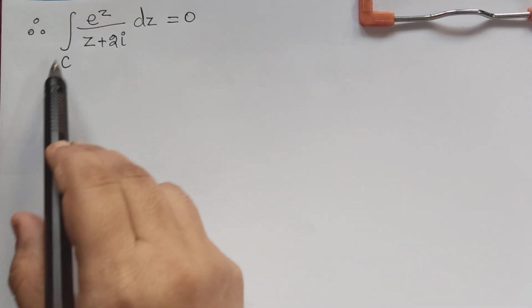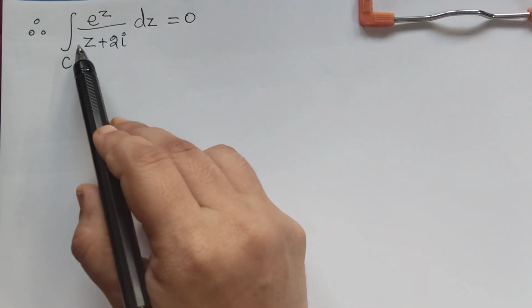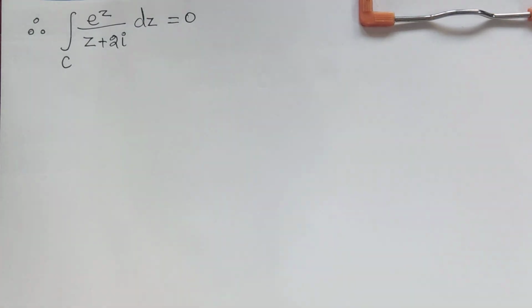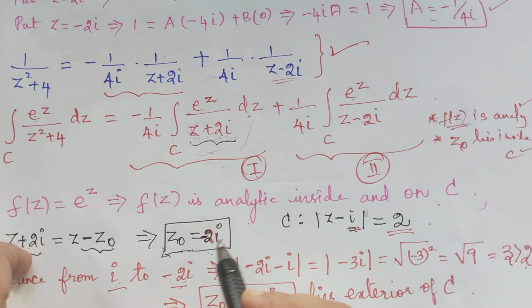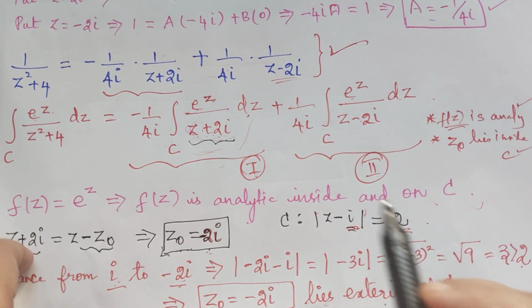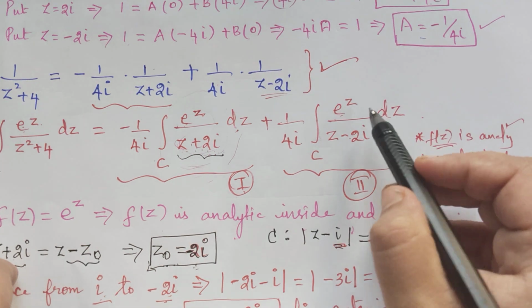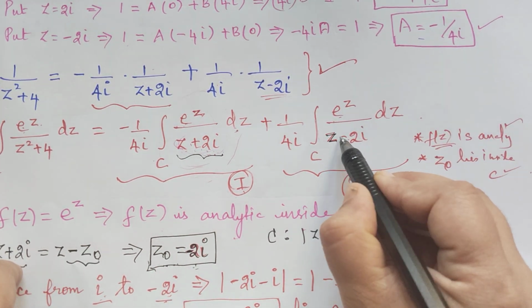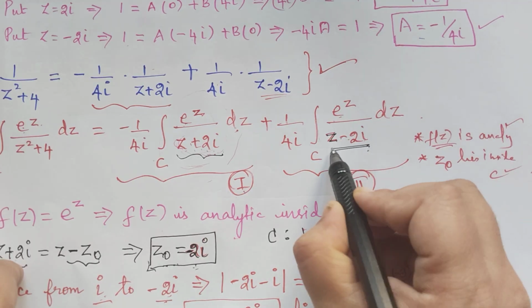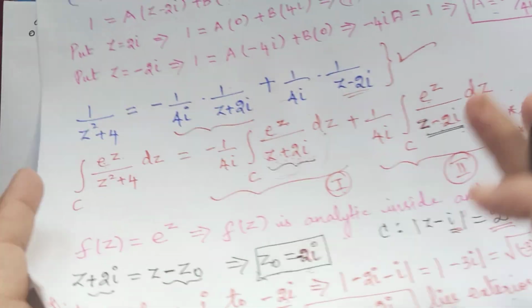So therefore we can write that integral over C e power z by z plus 2i dz is equal to 0, because z equal to minus 2i lies in the exterior of C. So we have calculated this integral. Now this we will calculate separately. For that, first we will take and write z minus 2i. So z minus z naught is equal to z minus 2i.